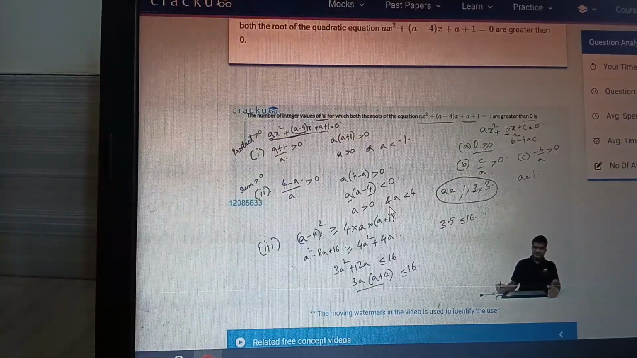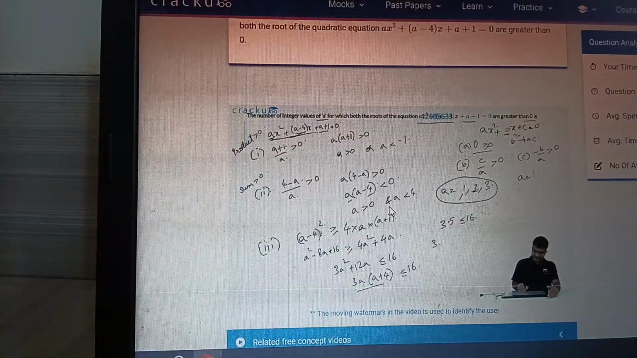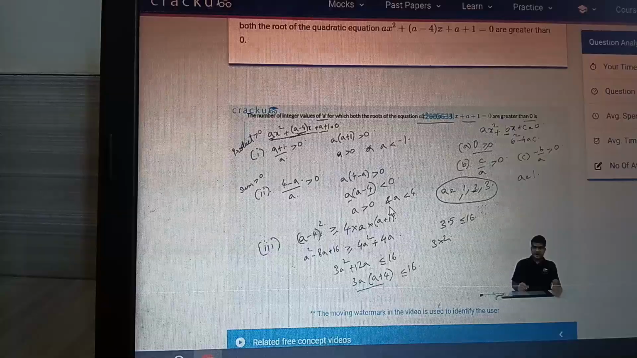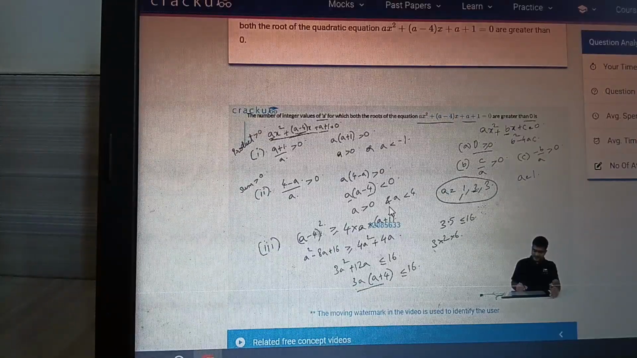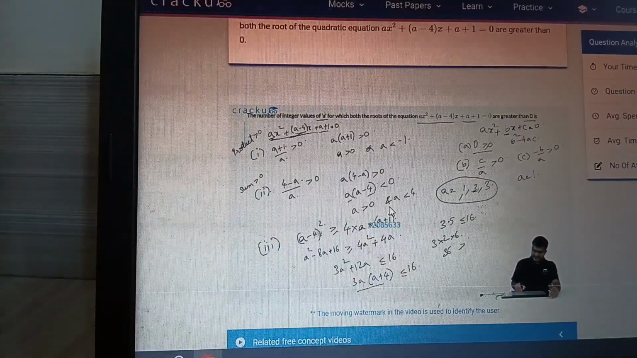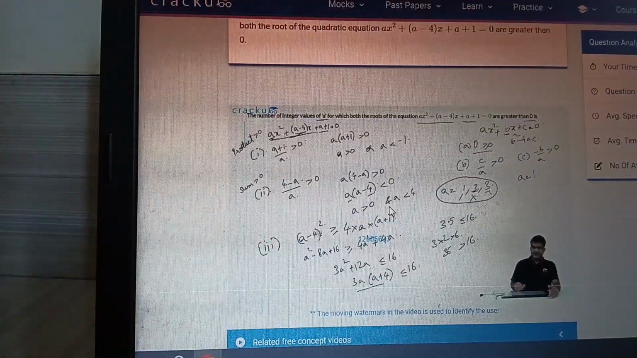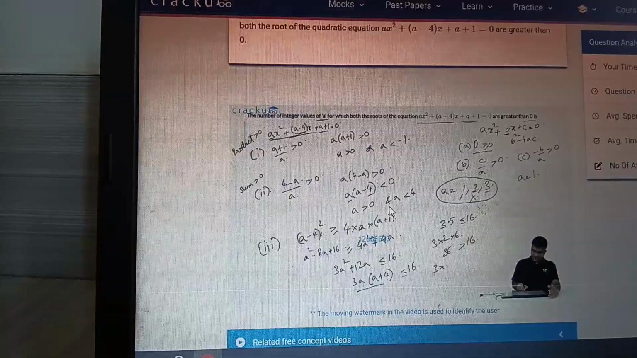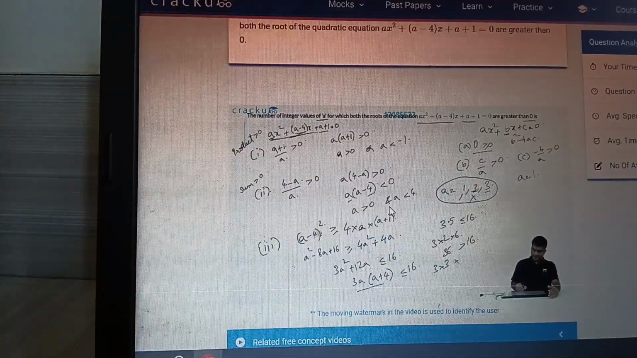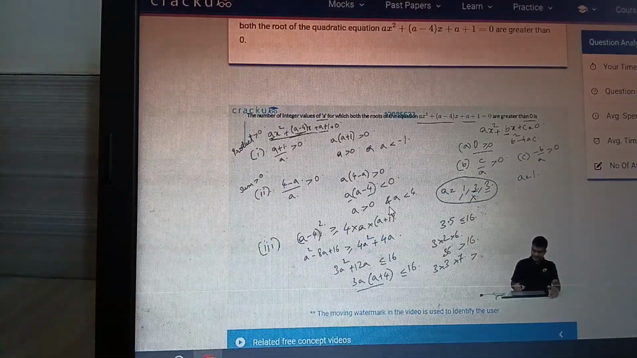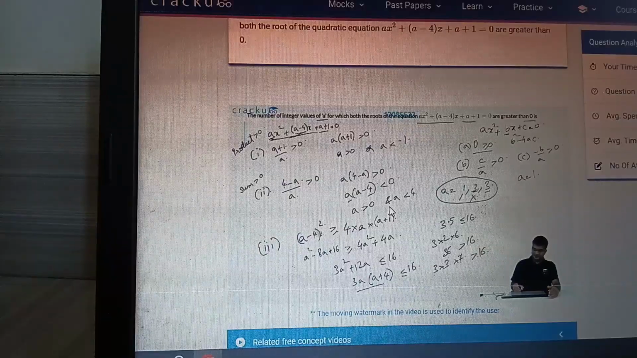If you are looking at a is equal to 2, the value of 3a will be equal to 3 into 2, and a plus 4 will be equal to 6. This is equal to 36, which is strictly greater than 16. So a cannot be 2. Similarly, when you are making a equal to 3, this will be equal to 3 into 3 into (a plus 4), that is 7. This also is strictly greater than 16, so this also will not hold true.